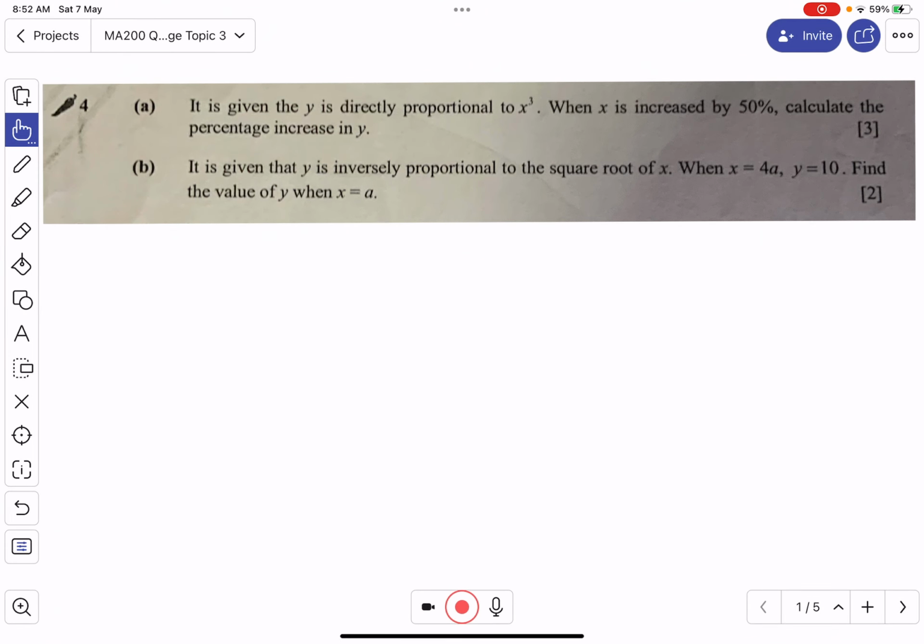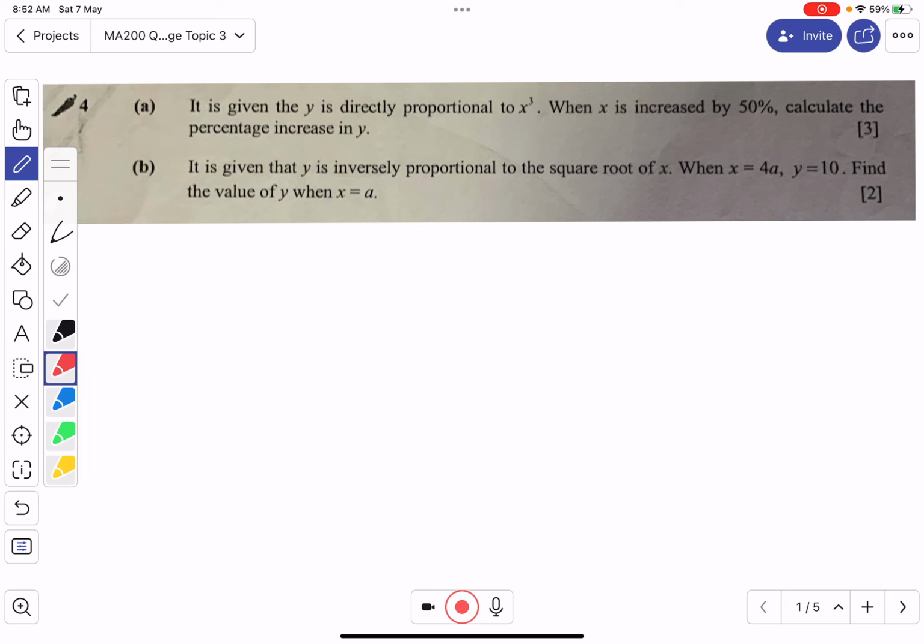Okay, so for this question, given that y is directly proportional to x cubed, when x is increased by 50%, we calculate the percentage increase in y. So how do we go about doing this question? First, we can identify an original first set of values.